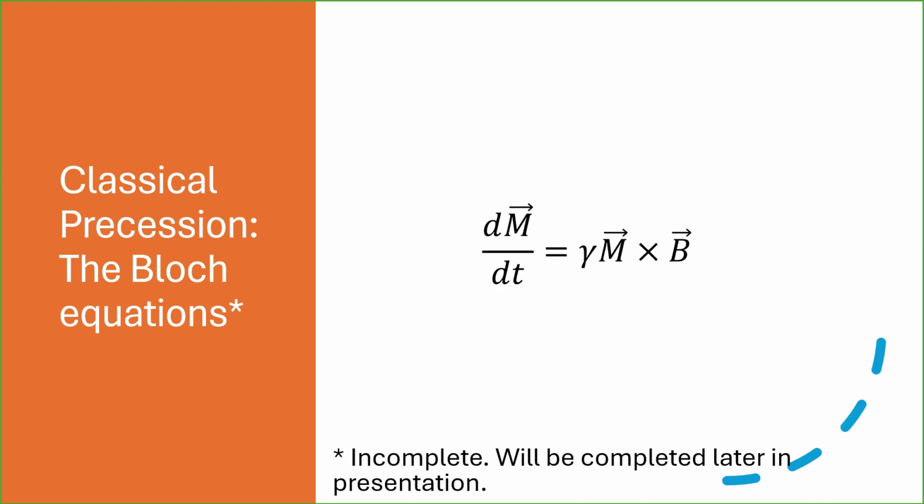This is called the Bloch equation, and explains the change of the net magnetization vector, which is also the motion of it. Now what you can intuitively understand from this is that the change of the net magnetization vector will be perpendicular to both the external magnetic field and the net magnetization vector itself, which results in a kind of precession motion rotating around the axis, which I'll show you intuitively later. This is incomplete. It will be completed later in the presentation. This is just the first part of the Bloch equation.